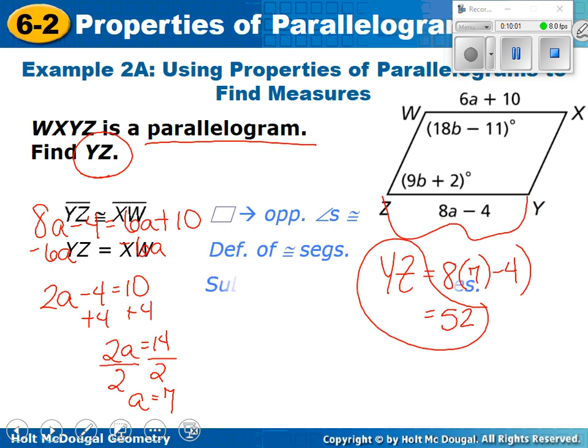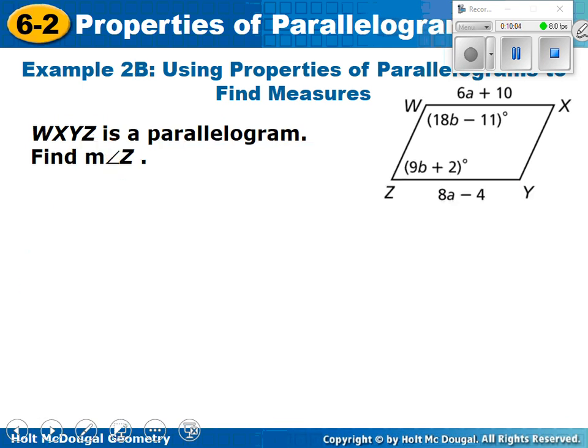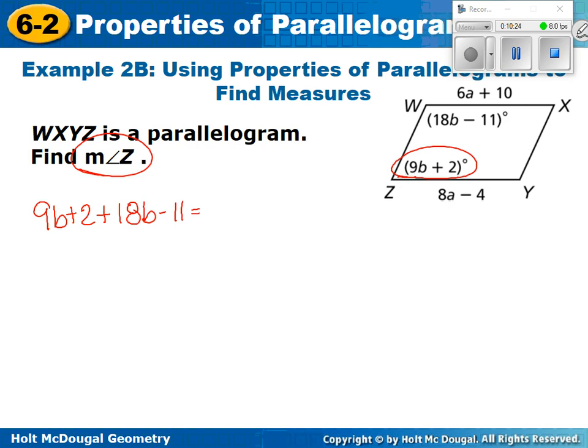Next example I want us to look at, same problem, but this time what do they want you to find? Measure of angle Z. So now we look at angle Z. That's this angle right here. How can we find that angle? Very good, Caleb. And which property are you using? Very good. You're right. Consecutive angles are supplementary. So we know those two angles, Z and W, should add to be 180. So now we can go through and solve for B and then plug it in. Go ahead and do that, and we'll check your answer in 1 second.